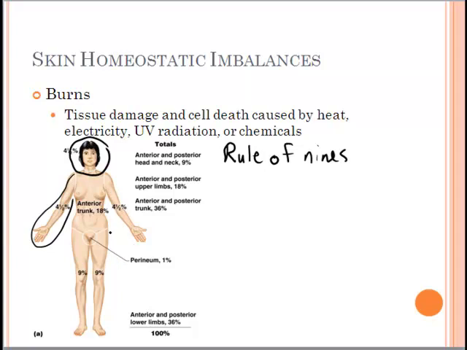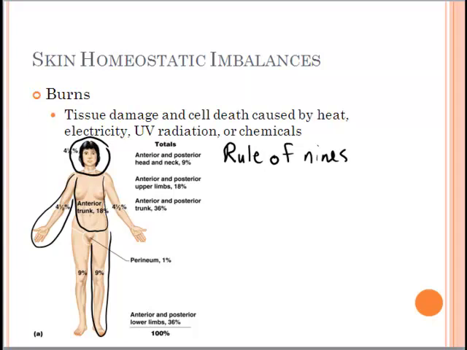Each of the arms. Each leg, the front of your leg is about 9%. The back is going to be about 9%. So that makes up 18% here, 18% for the other leg. And then you have your trunk. The front of your body here is about 18% of your body, and the back is going to be about 18%. And then you have the perineum, which is about 1%. All of that adds up to 100% of your body.